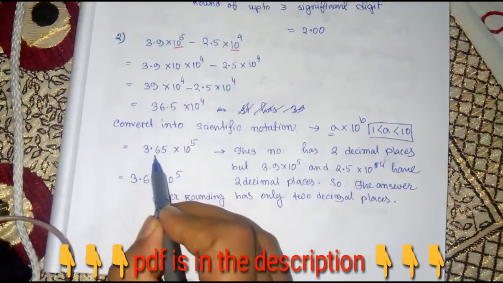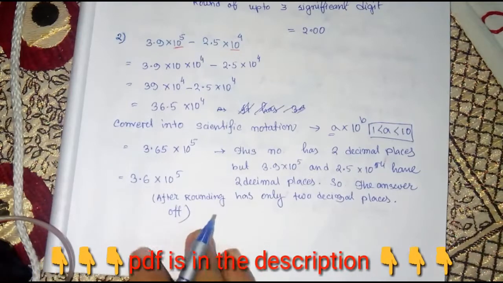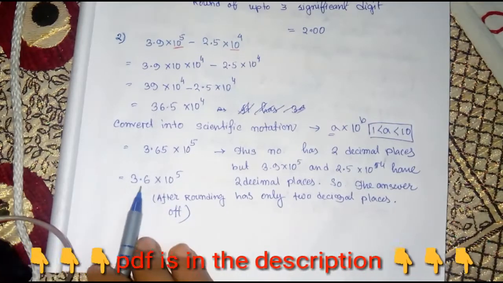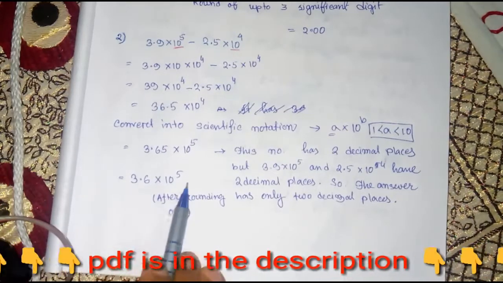Now you can see that there are 2 decimal digits after the decimal point. So we have to convert into 1 decimal digit. So round off this value. So it comes 3.6 into 10 to the power 5.